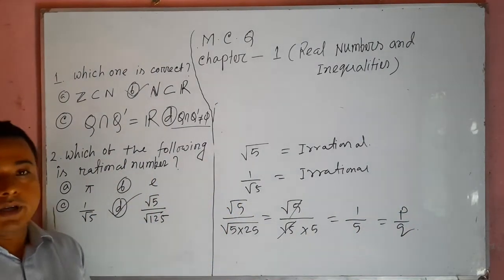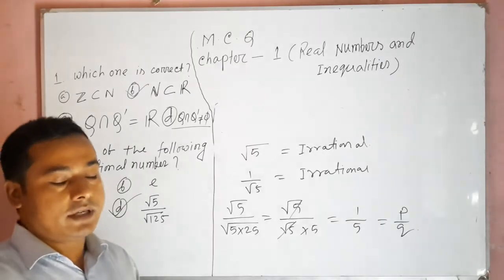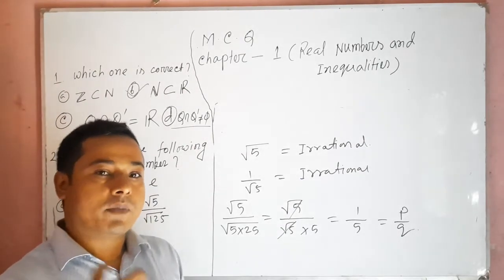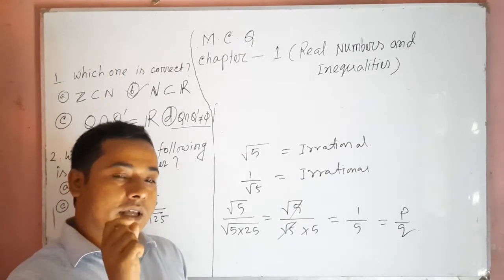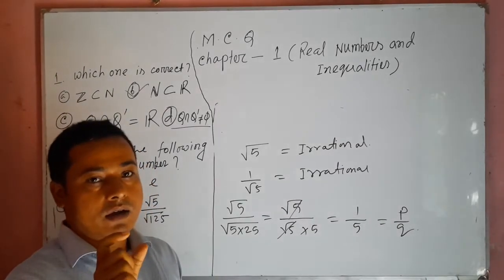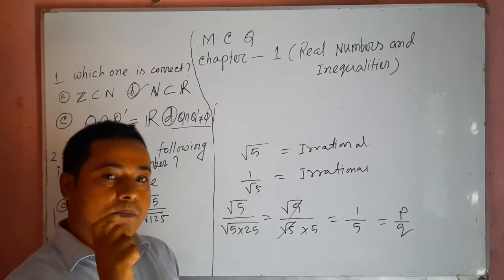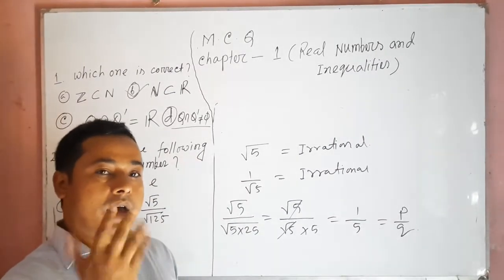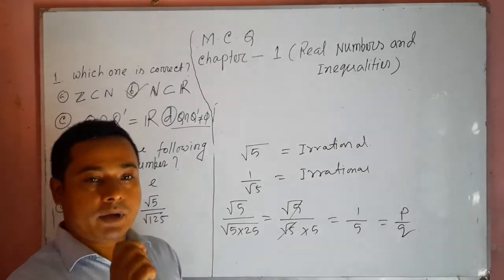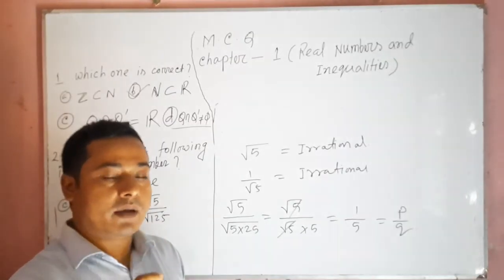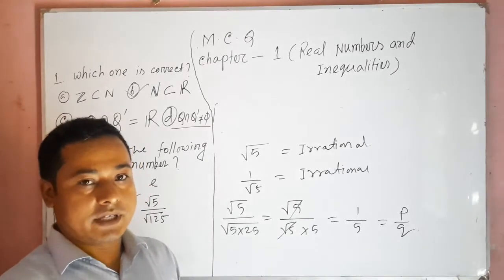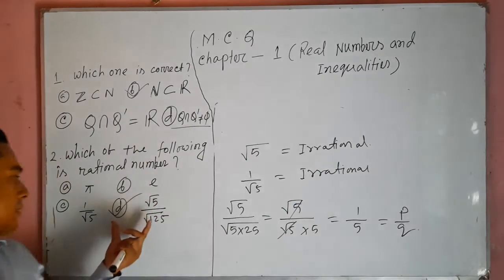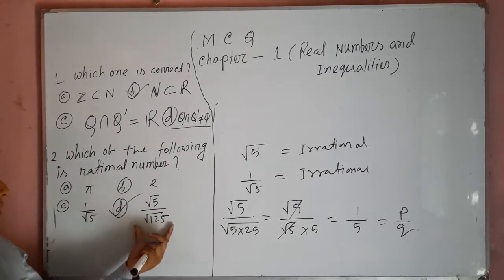So how can we define which one is rational and which one is irrational? It is easy if you use a calculator. Convert it into a decimal number. If the number is an infinite decimal number, it is irrational. But an infinite decimal with repetition is rational. Otherwise, an infinite decimal number without any repetition is irrational. Okay, now our answer is root over 5 divided by 1 by root over 25.